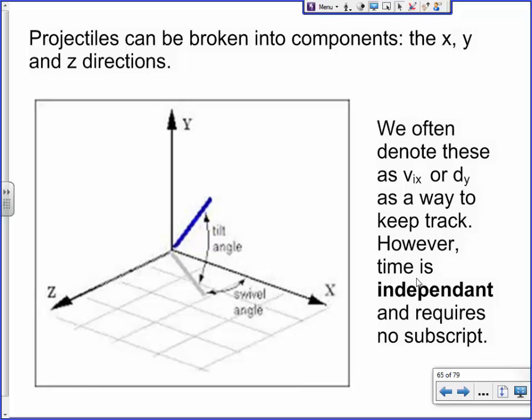Last one here, this is the key to the whole thing, it's the linchpin. Time is independent. Time doesn't matter whether it's in the x or y direction, because time is not a vector quantity, right? Time is scalar.